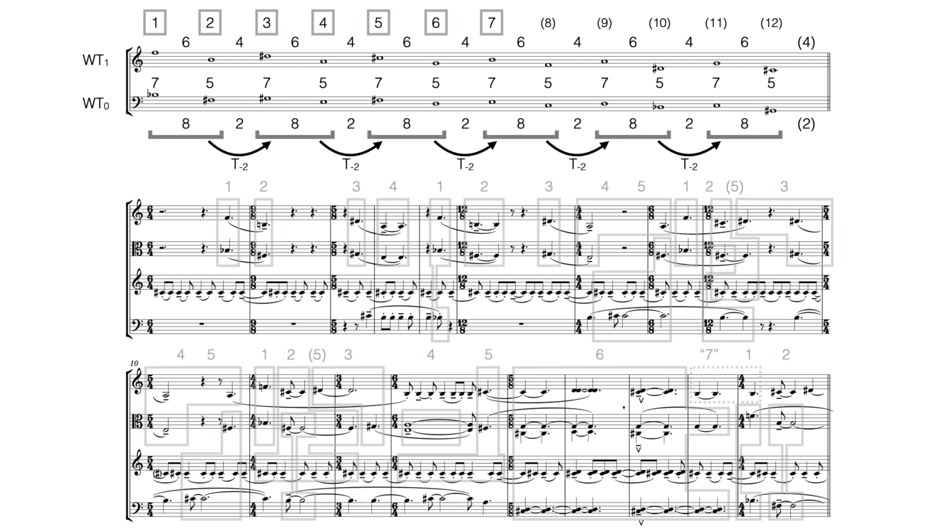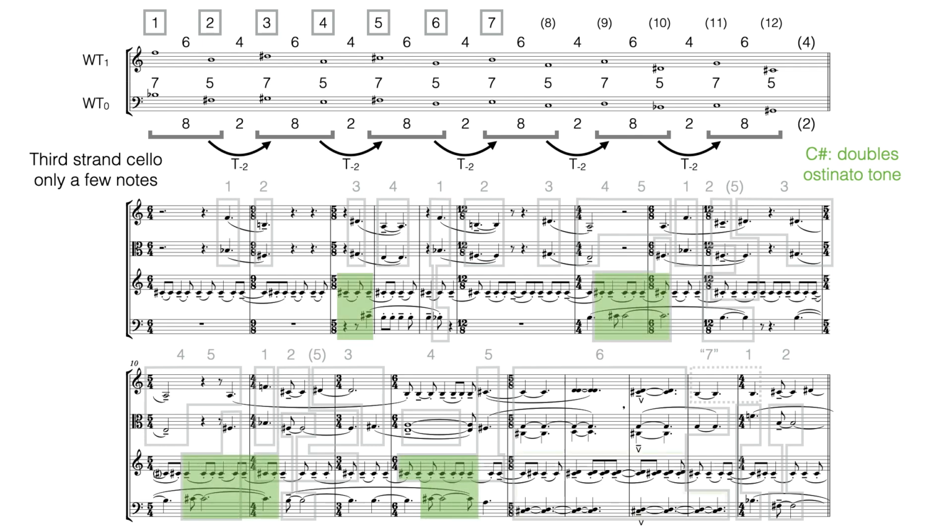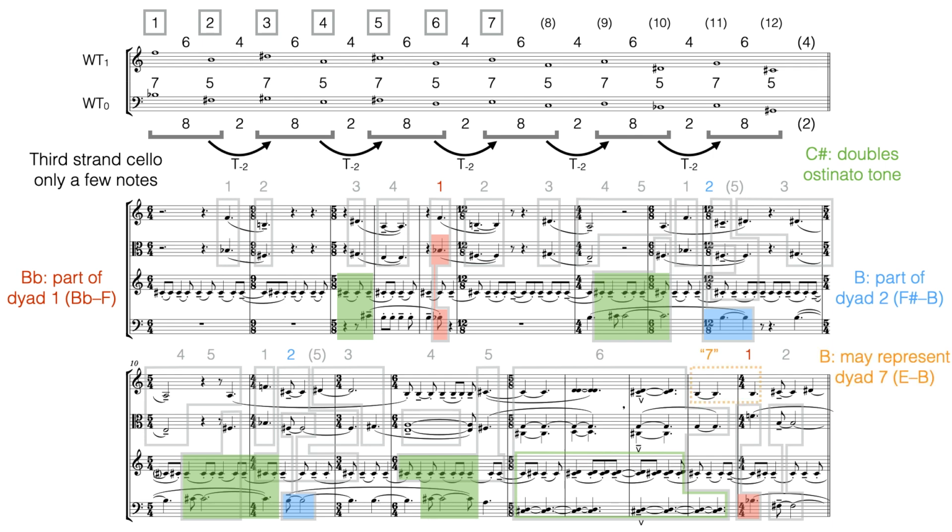To these two musical strands, dyads in the first violin and viola, and a C-sharp ostinato in the second violin, the cello adds an additional counterpoint, consisting of just a few notes. Its C-sharp doubles the ostinato tone. Its B-flat doubles a tone from dyad 1. Its B natural is sometimes a part of dyad 2, but otherwise is a bit harder to digest and is probably best understood as a representative of dyad 7.